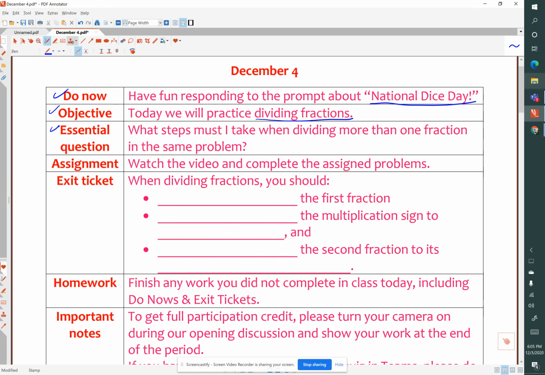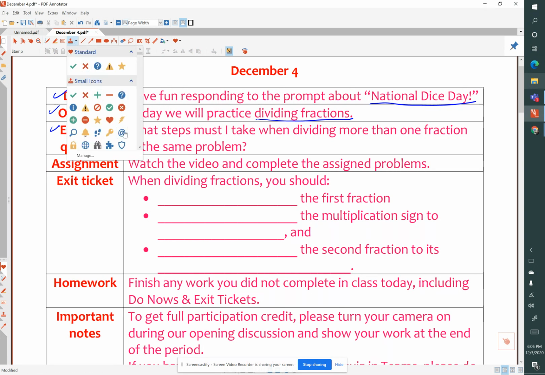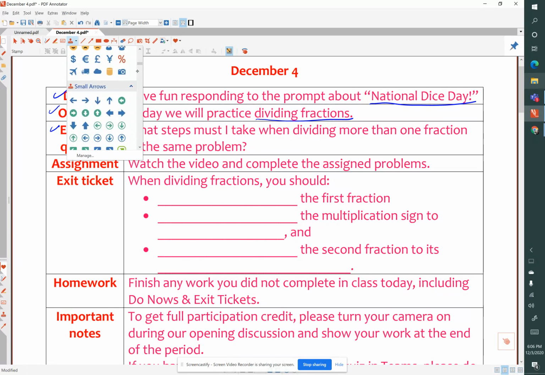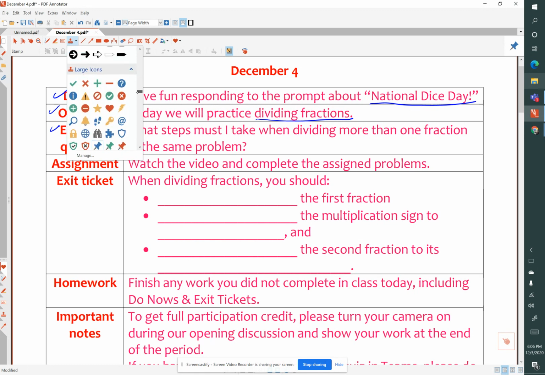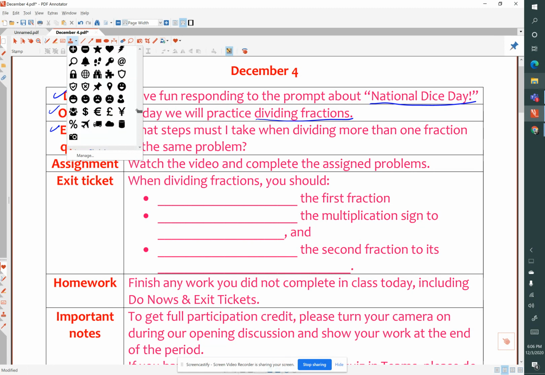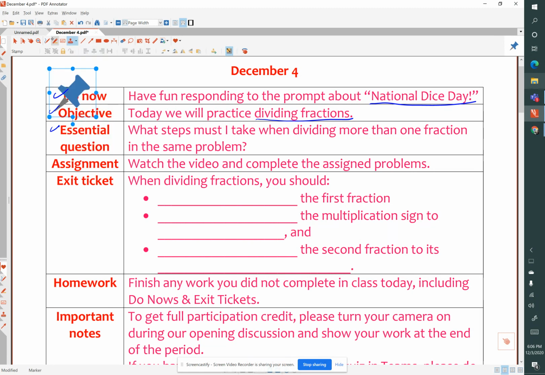Our essential question, look, I'm going to use some of the stickers now. I'm going to pop down, and I thought I saw, wait, let me keep looking. I saw somewhere, question mark. Oh, now I can't find it. Sorry about that. But our essential, we found the pin.